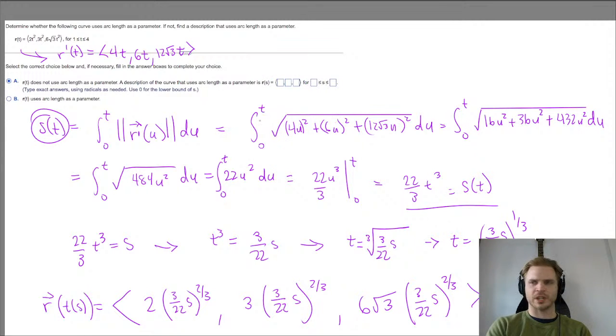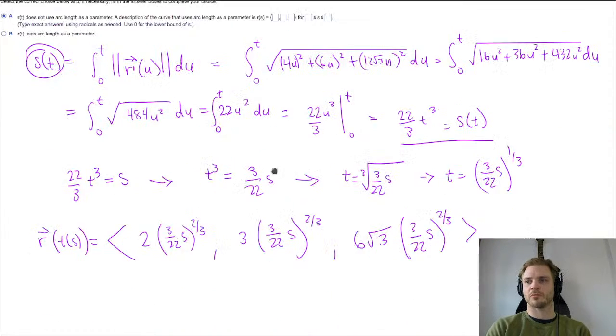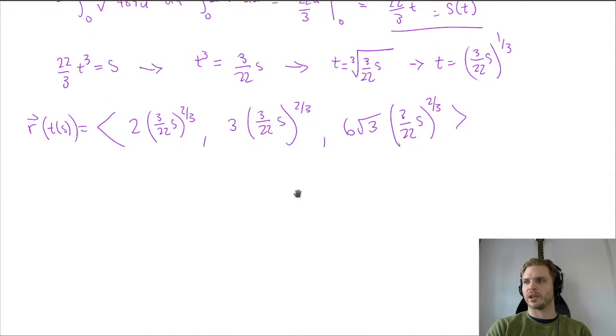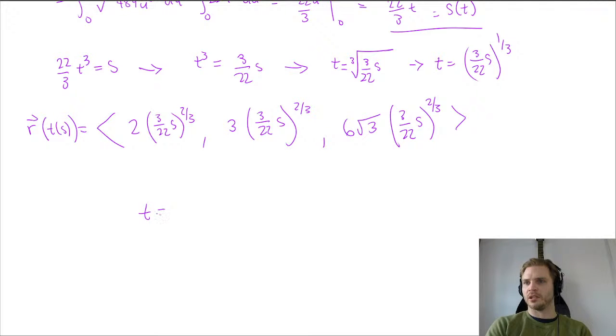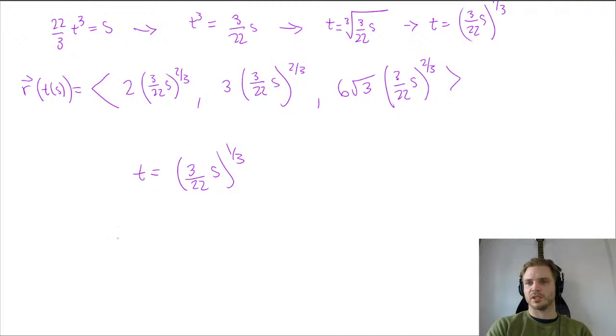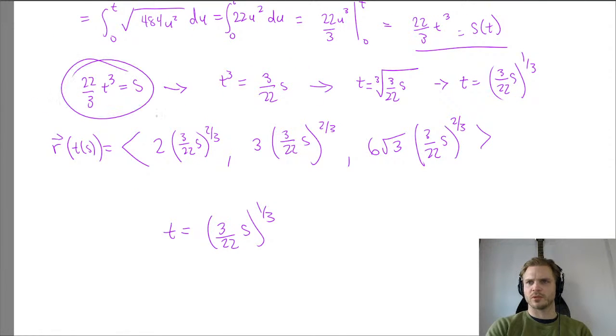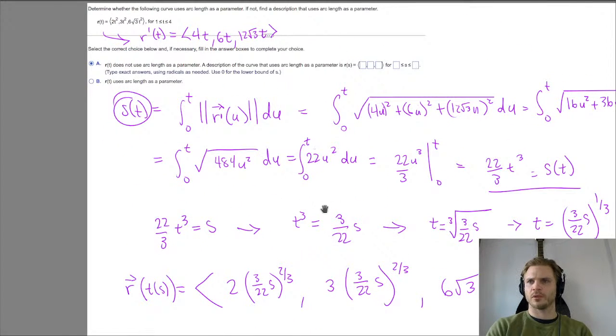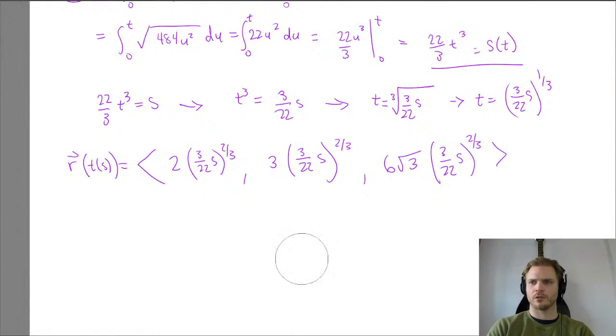Okay, so we've got to figure out what s is between. We know t is between 1 and 4, and we know that t equals (3/22 s)^(1/3). That's from here. Let's use this version of it, since that'll be easier. So let's go from this one.